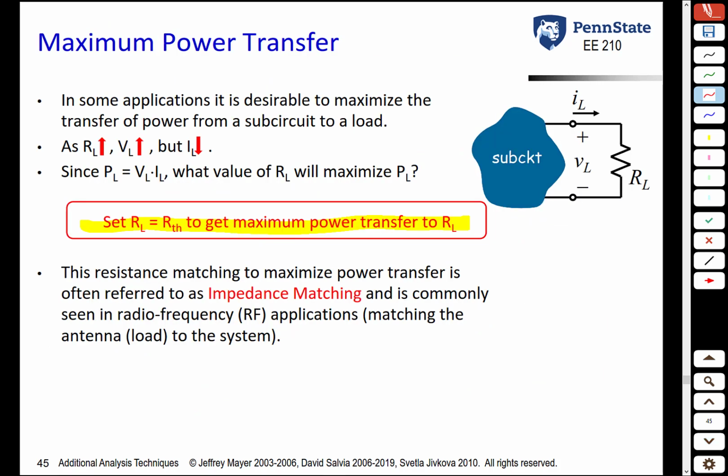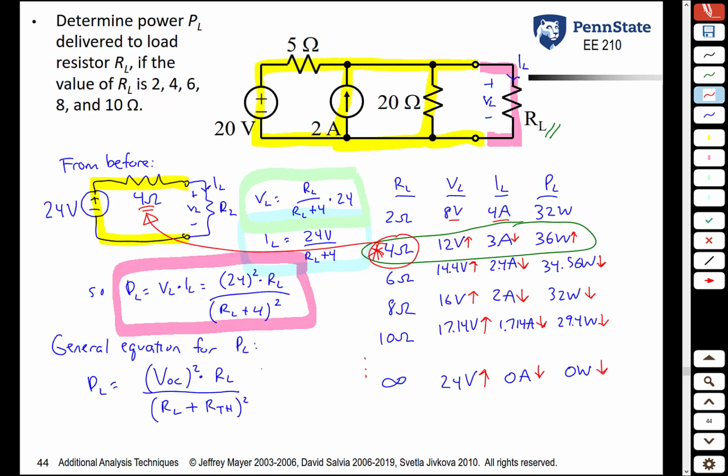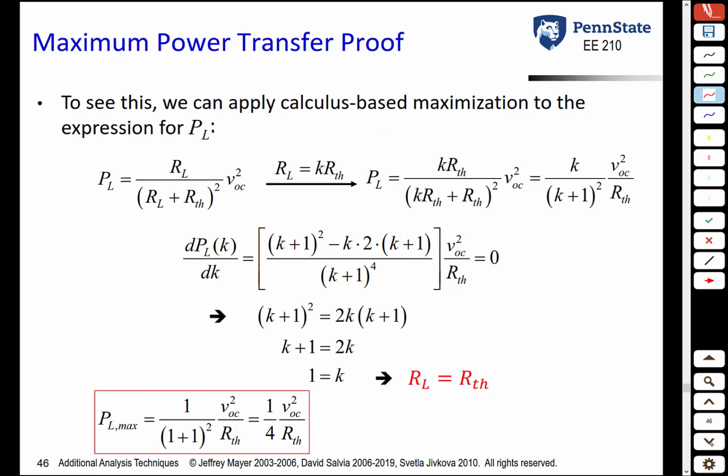By the way, matching the load resistance to the resistance it sees is often called impedance matching and shows up in a lot of communications applications, especially in radio frequency (RF) applications when you're trying to match a load antenna to a system. So let's prove this maximum power transfer theorem. To do this, we're going to use some differential calculus. We saw earlier, a couple pages ago, that in general, the power absorbed by a load is VOC squared times RL over (RL plus RThevenin) squared, where VOC and RThevenin are the models of the Thevenin circuit seen by the load. So what we're going to do now is set RL equal K times RThevenin. K is going to be our variable.